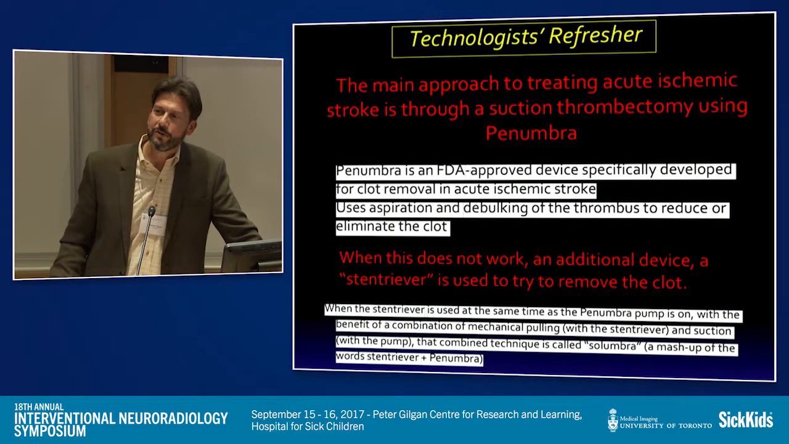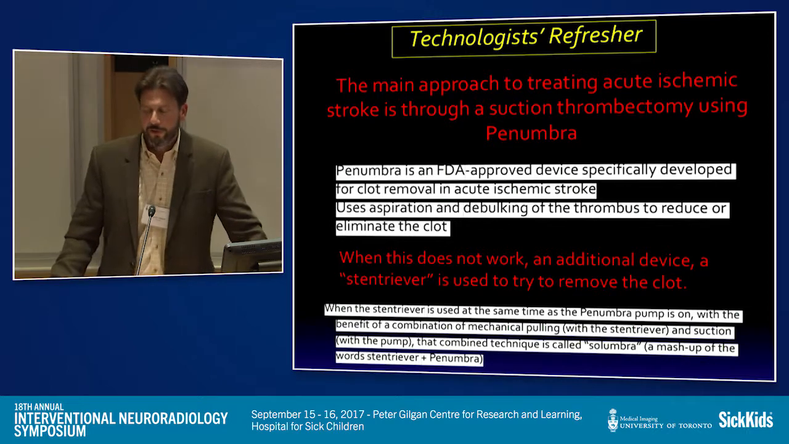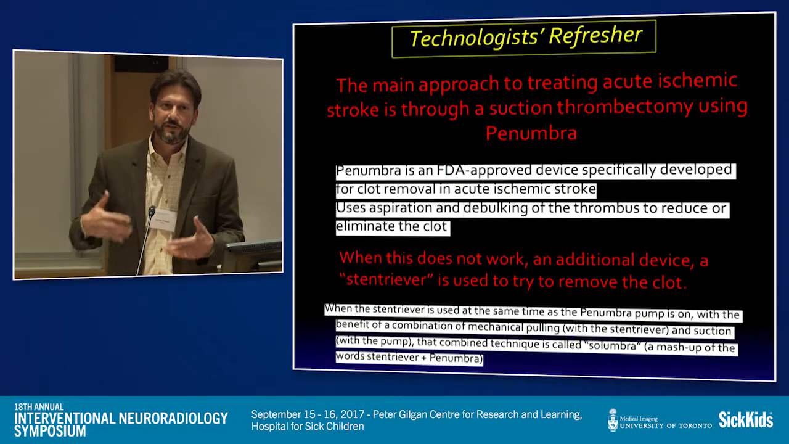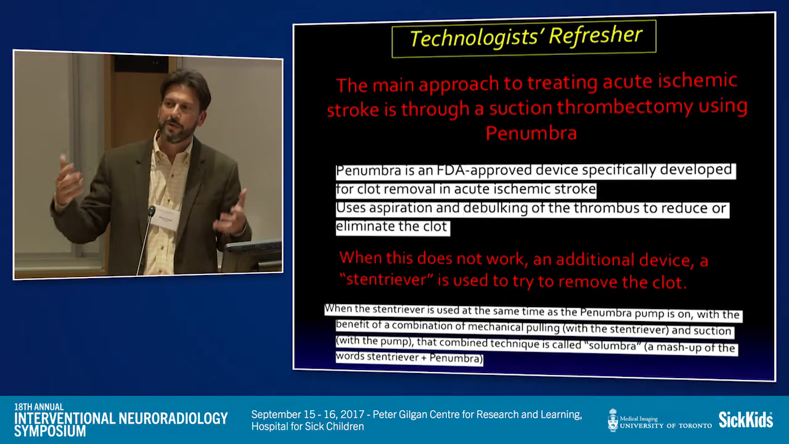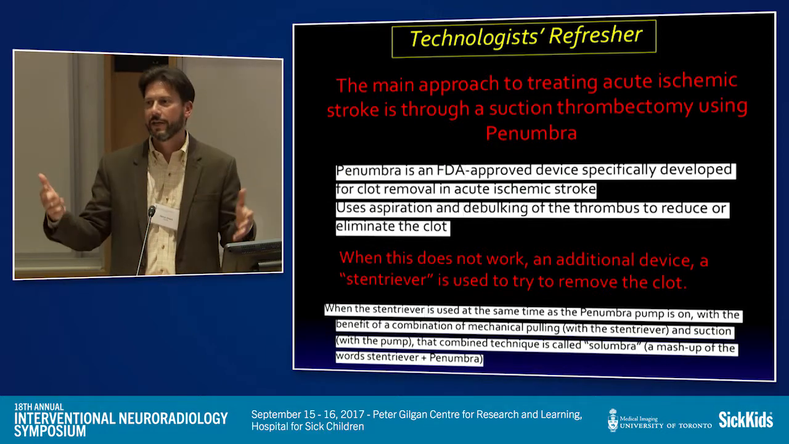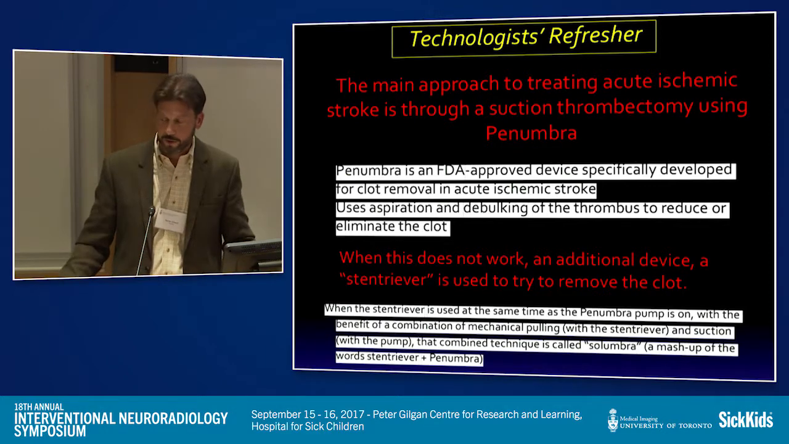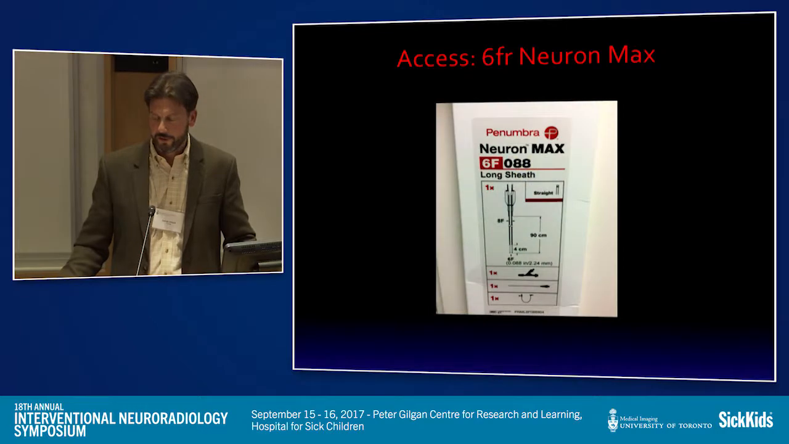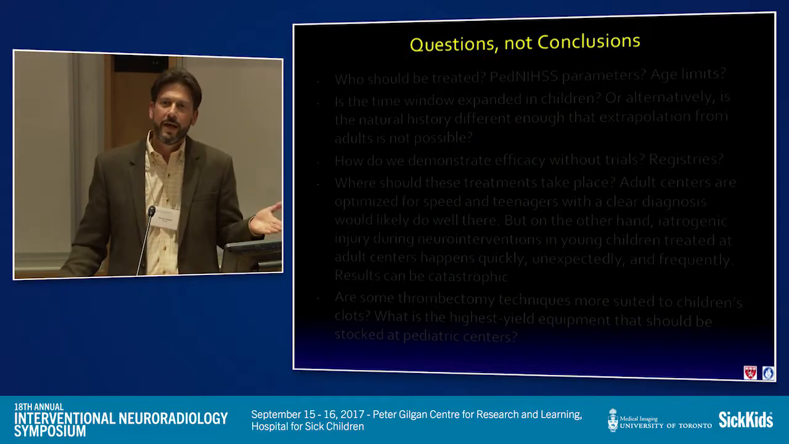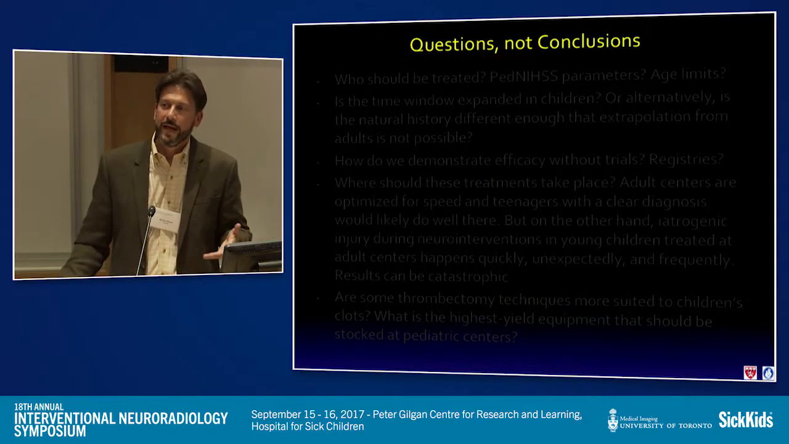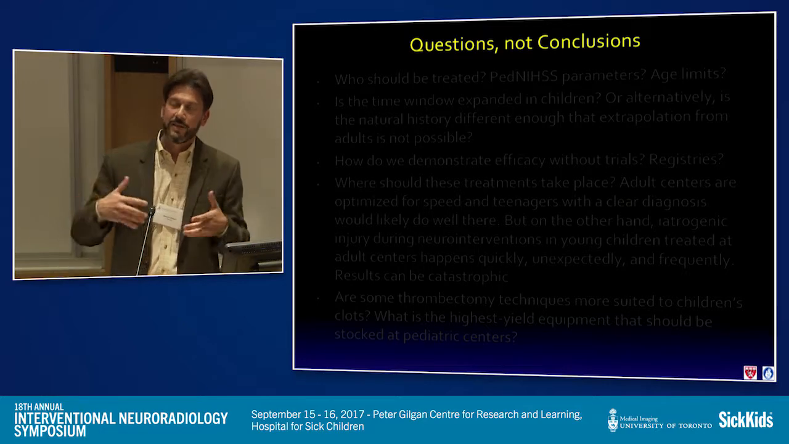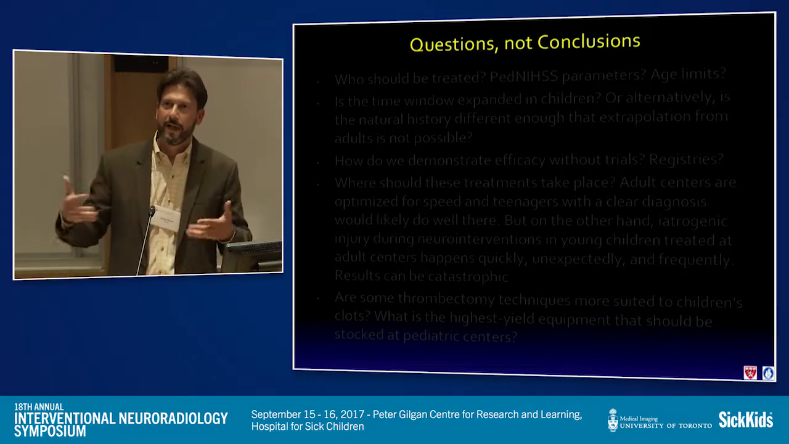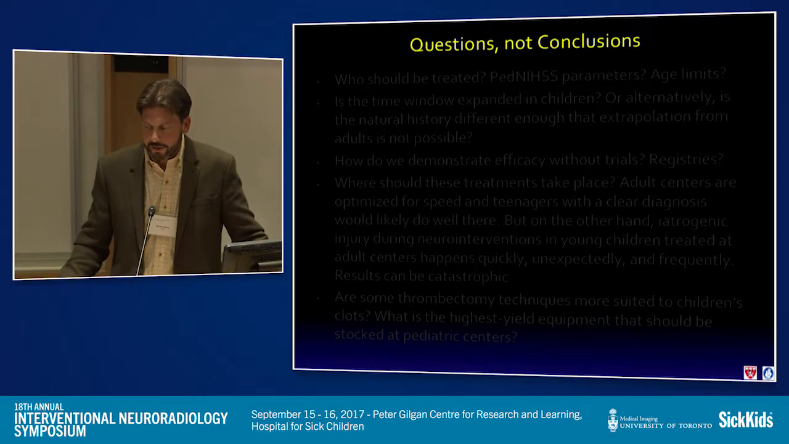So there are things you can try to do to mitigate this. These are some slides from one of our technologists who made a presentation for the other technologists, just as a refresher from time to time. What is in our kit? What devices do we have? What do you need? What are we trying to do? So these are just some things like that. But that's, of course, not an optimal way to address it. It doesn't address anybody outside the angio suite, and there are lots of systems issues in place. So I just wanted to end with some questions because I really think there are not conclusions here.